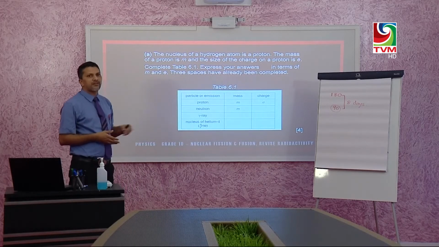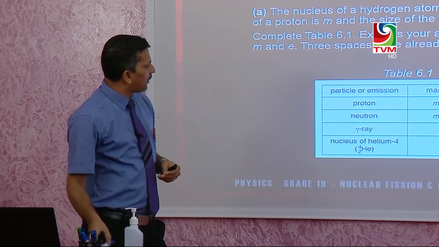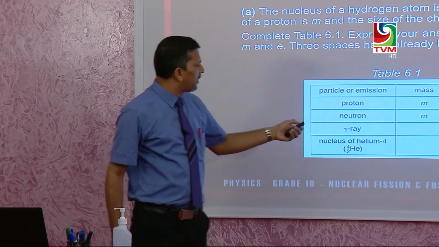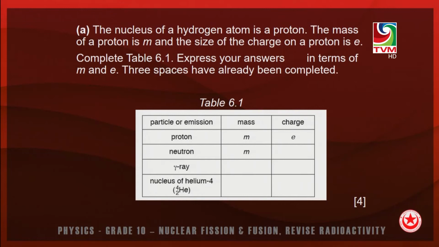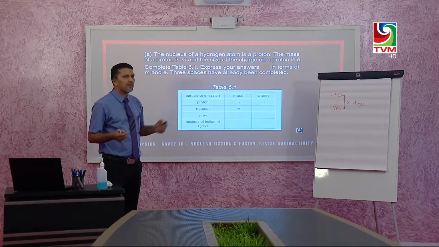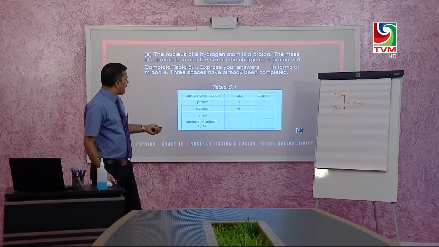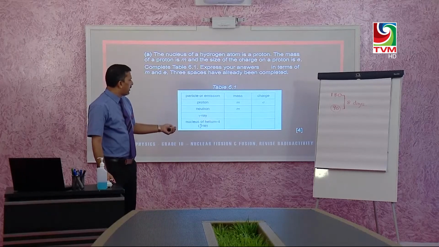We can try to complete this table. Here, proton mass is given as m and proton charge is given as E. Neutron mass is given as m and the neutron charge we have to find. What's the charge of a neutron? We already studied that neutrons have no charge. So we got the first answer: 0, no charge. Neutron charge is 0.